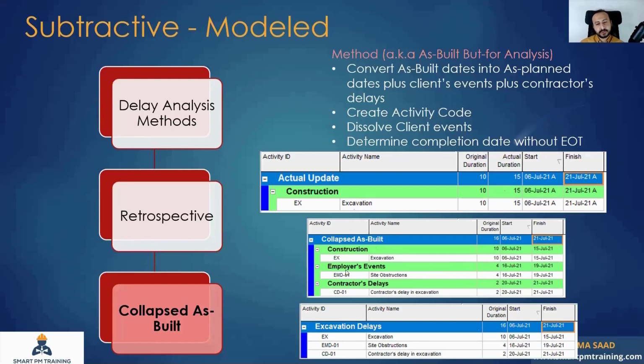I also add a new WBS, employer's events, called the site obstructions, which took 4 days. After the site was clear for me, the contractor was delayed by 2 days on his own. It's his own default. He did not secure the equipment, did not mobilize the equipment on time. He didn't have manpower, whatever this reason might be, but there was a delay by the contractor here by 2 days. And some people recommend that I have another program that will have the employer's events, and another program will have the contractor's events.